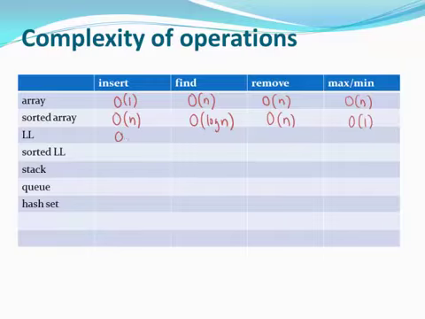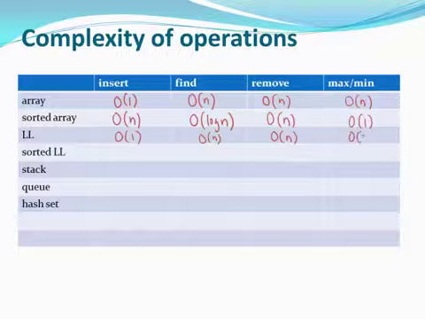When it comes to linked list, you can insert something to the front of the list in big O of 1. Finding would require you to traverse the list. Remove requires you to traverse the list and remove it. And finding max or min will require you to look at all the elements in the list. So the complexity of operations go as O of 1, O of n, and so on.